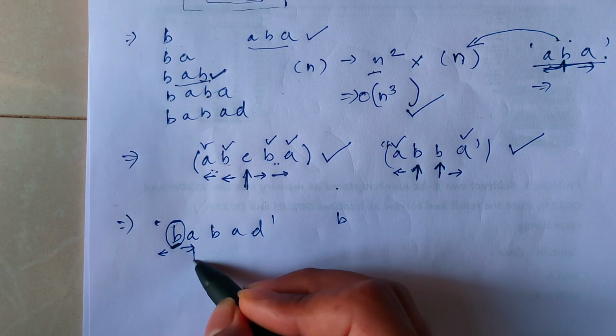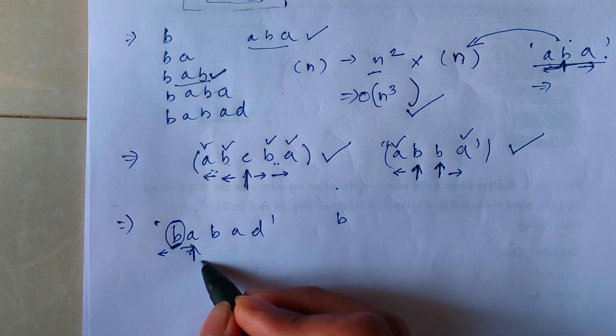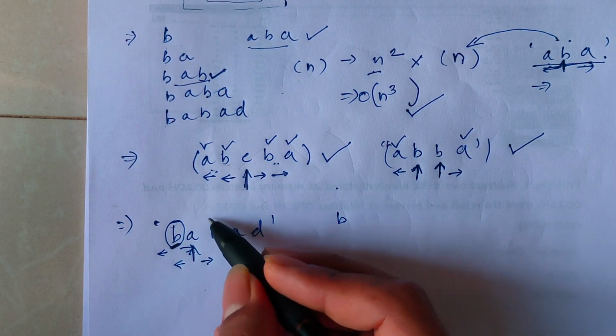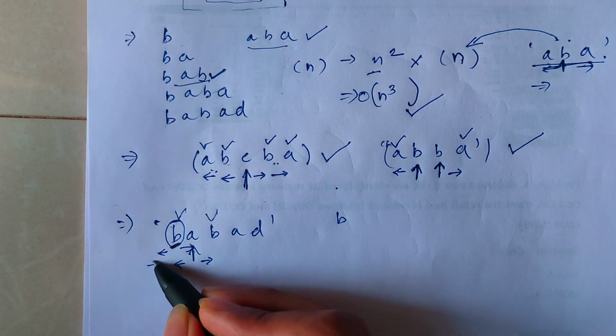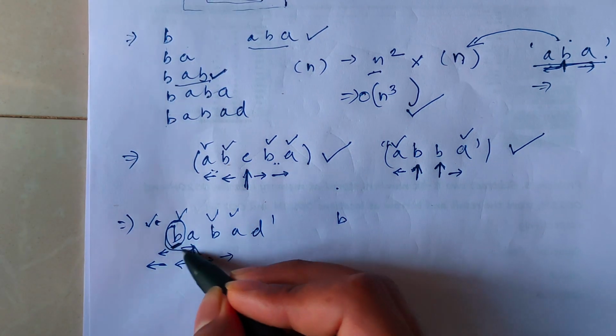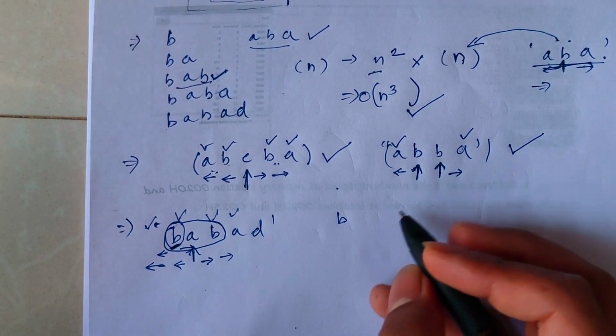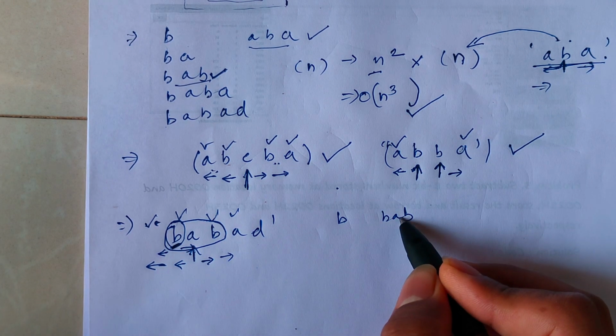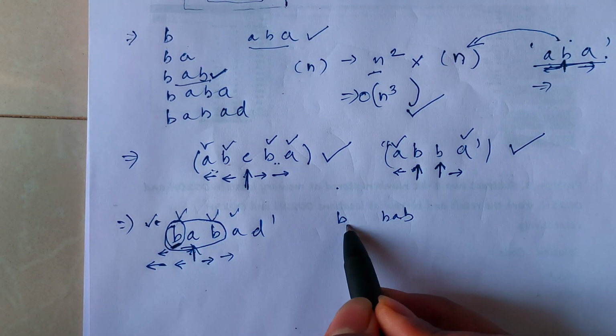But if we go on A, right of A, left of A, it is B. We go left, we go right, it is B, but there is nothing beyond. So BAB could be our answer, right? BAB could be our answer because BAB is greater than B, right?